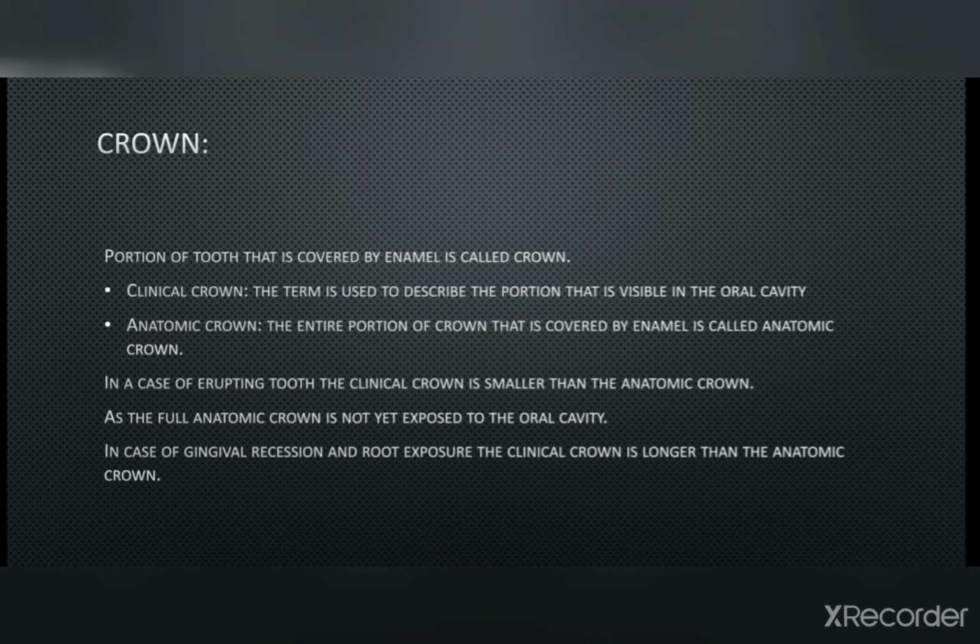In the case of an erupting tooth, the clinical crown is shorter than the anatomic crown, as the full anatomic crown is not yet exposed to the oral cavity. In contrast, in a tooth with gingival recession and root exposure, the clinical crown is longer than the anatomic crown, because this includes the full anatomic crown and a part of the root that is already exposed in the oral cavity.